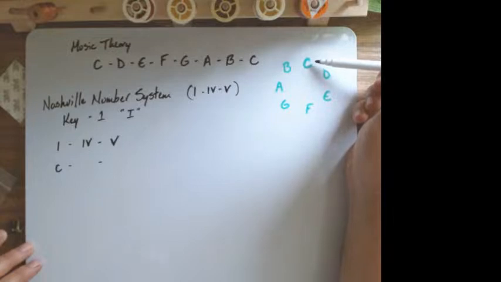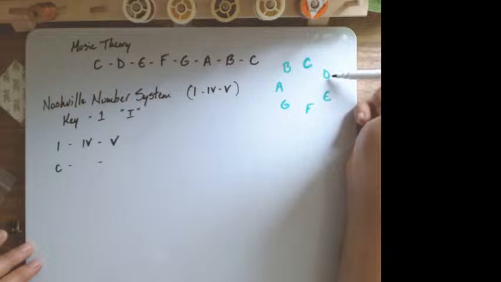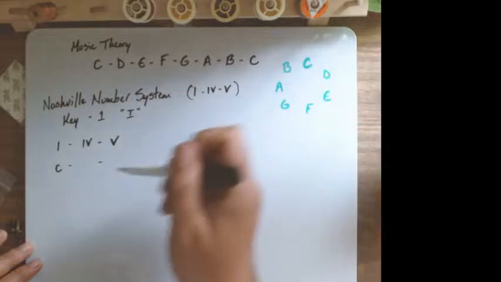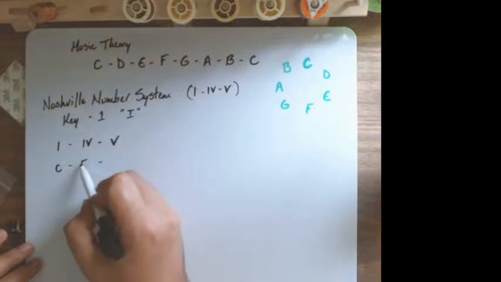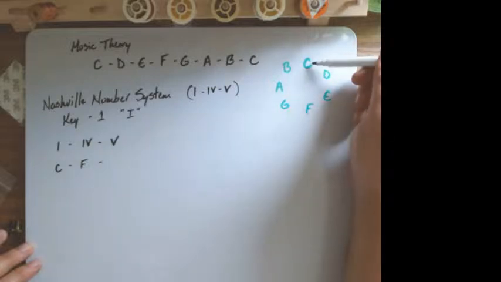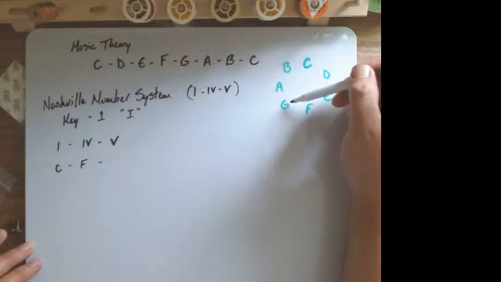Now this is our 1. And we want to go to 4. So we're going to go 2, 3, 4. So your next one's going to be F for your 4 chord. And right next to it is going to be 5. So 1, 2, 3, 4, 5 is your G.